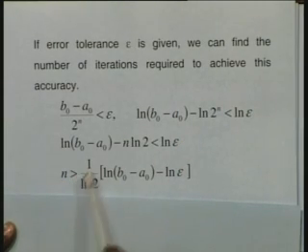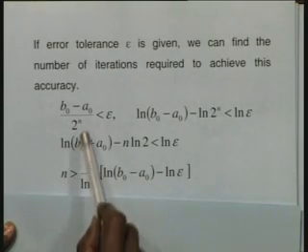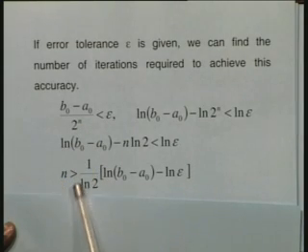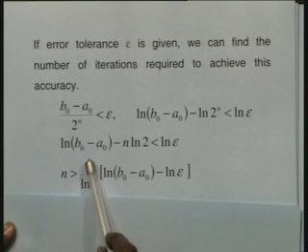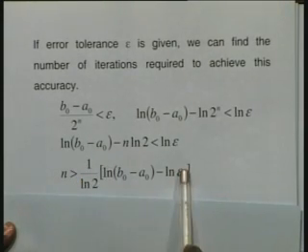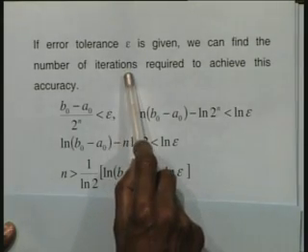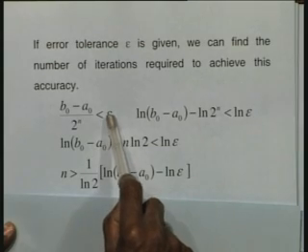N is greater than 1 upon logarithm of 2 times logarithm of b naught minus a naught minus logarithm of epsilon. So, n is the number of iterations that is required. What this states is I need a minimum of this many iterations. I take the nearest integer and then say that this is the number of bisection iterations that will be required to get this accuracy of epsilon.